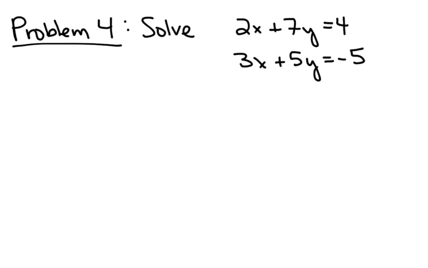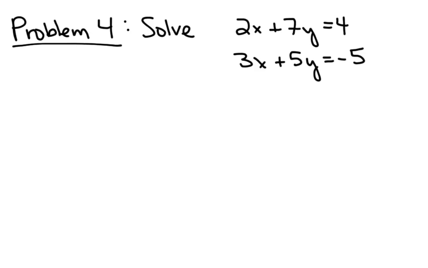But not all systems are that easy. In the previous problem, one of the variables was already opposites. What if you have a system like 2x plus 7y equals 4 and 3x plus 5y equals negative 5? When I add these together, I'm not going to be able to eliminate a variable. So I have to set the problem up in order to eliminate a variable.